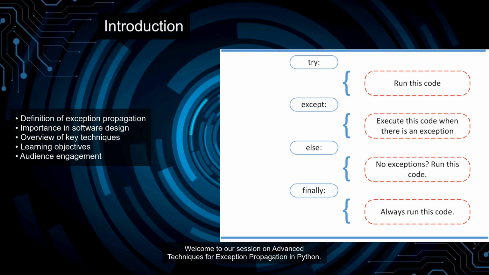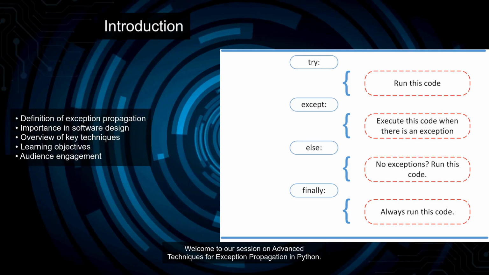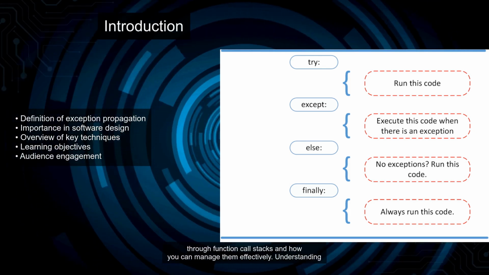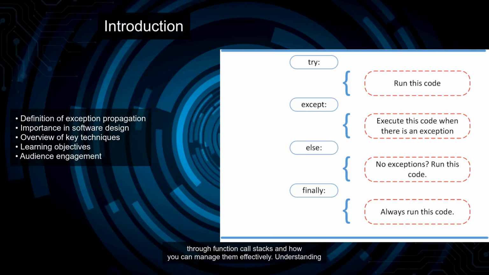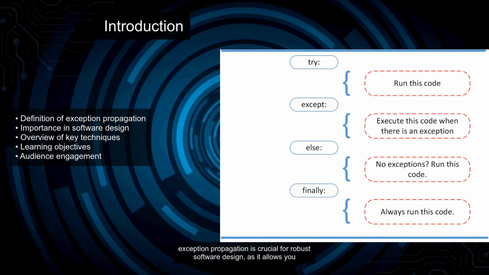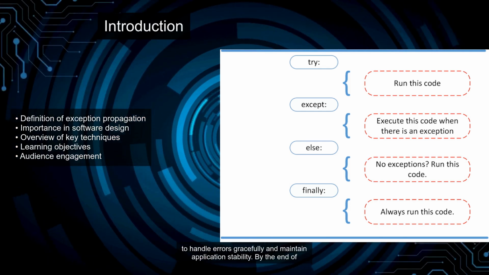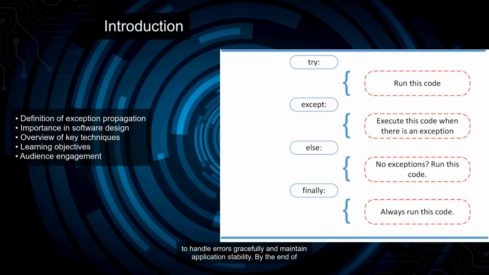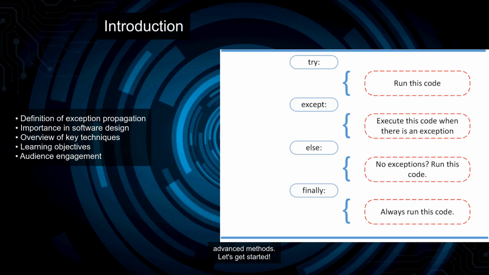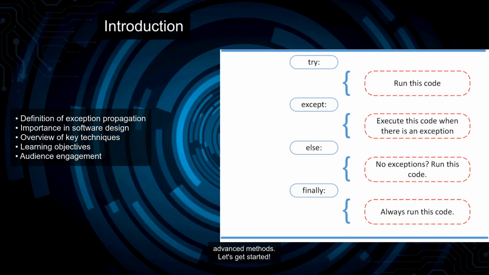Welcome to our session on advanced techniques for exception propagation in Python. In today's video, we'll delve into the intricacies of how exceptions travel through function call stacks and how you can manage them effectively. Understanding exception propagation is crucial for robust software design, as it allows you to handle errors gracefully and maintain application stability. By the end of this video, you'll have gained practical insights into controlling exceptions through various advanced methods. Let's get started.